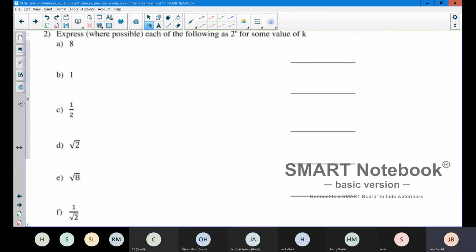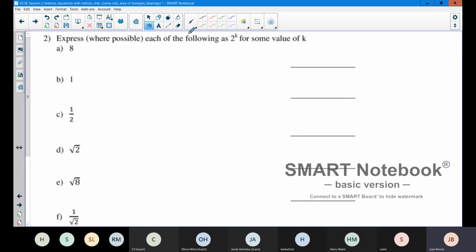Now I'm going to give you a couple of minutes now if you want to think about putting them as powers of 2. So you may have done things like this before. This is going to be very, very useful for solving equations.